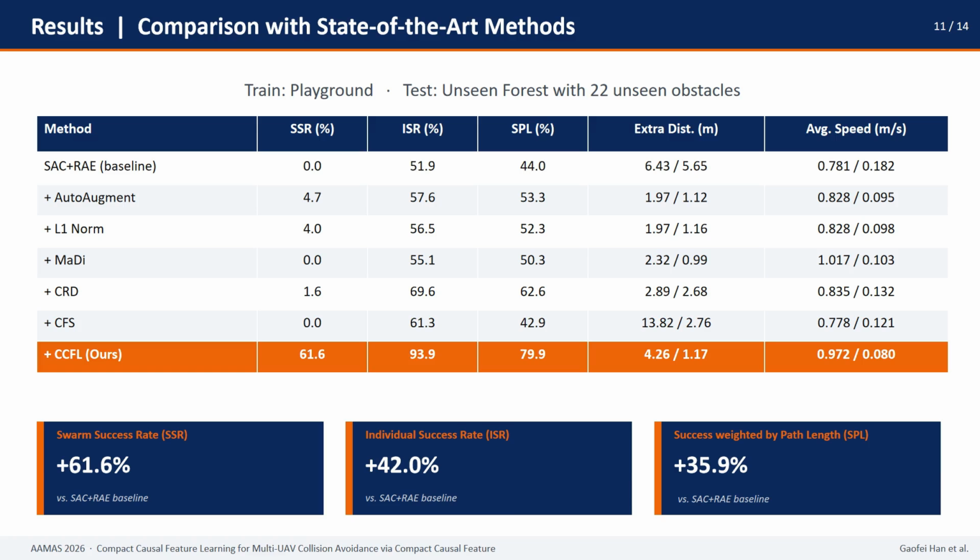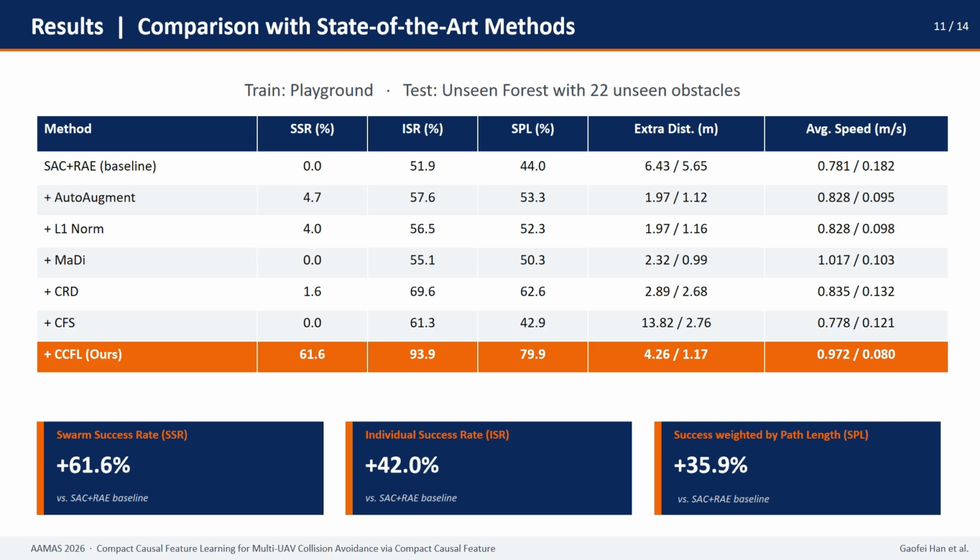These are our main results on the unseen forest with 22 unseen obstacles. The baseline SAC plus RA achieves 0 swarm success rate. Some UVs get through, but the swarm never arrive together safely. We compared with 5 strong methods covering augmentation, regularization, attention, causal disentanglement, and causal feature selection. Each provides only marginal improvement on swarm success.